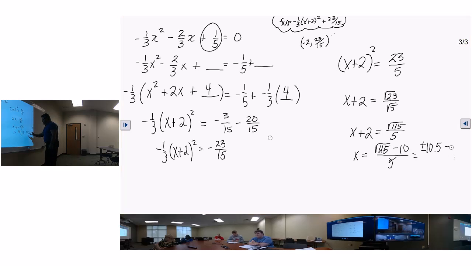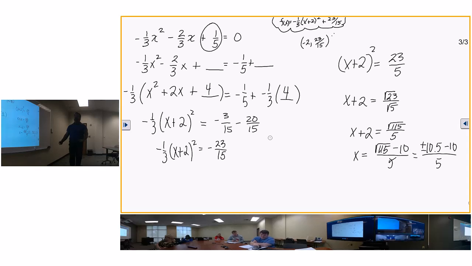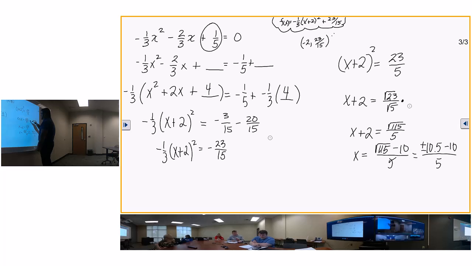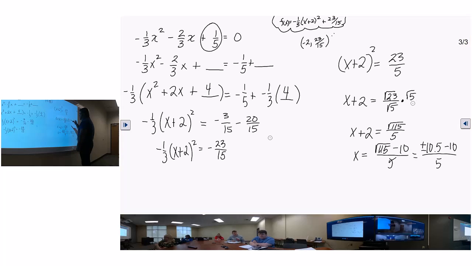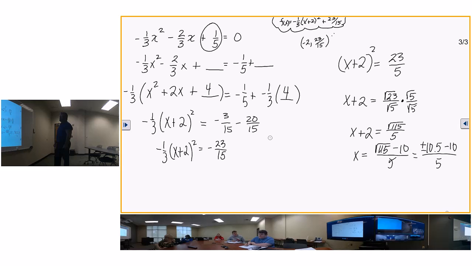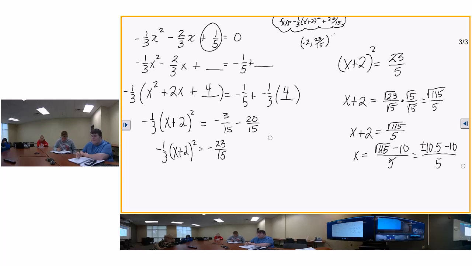10.5 minus 10 over 5. You want me to go over it for you? Sure. Okay. You don't want a radical in the denominator, so you rationalize. And that will give you 5 in the denominator, and it'll give you the square root of 115 in the numerator. All right. Thank you. You're welcome. That's what communication does.